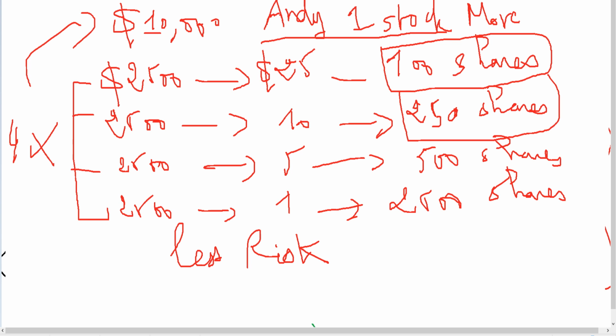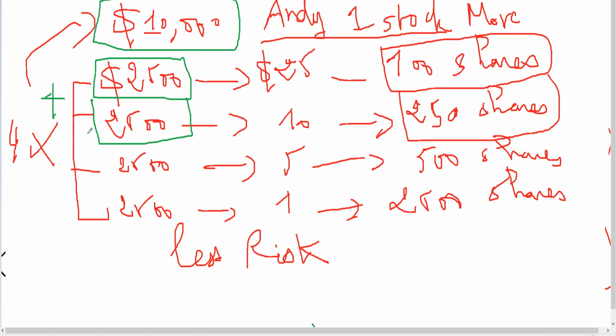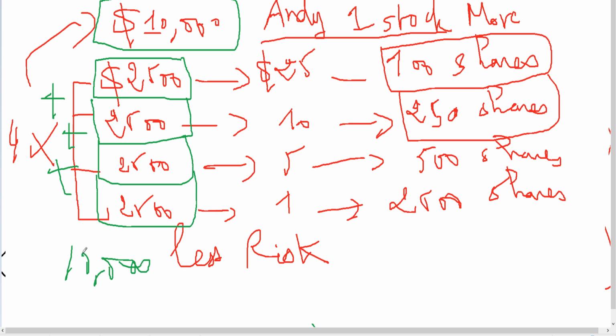Understand, what did I say? I say you have $10,000 in your account. You divide this into 4 positions. 2,500 plus 2,500 plus 2,500 plus 2,500. We have $10,000. This is your account.